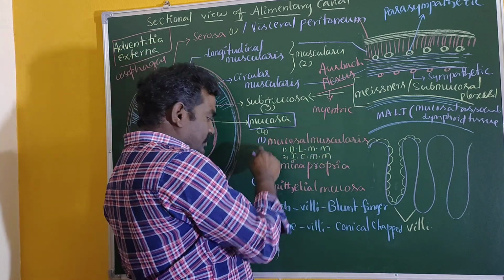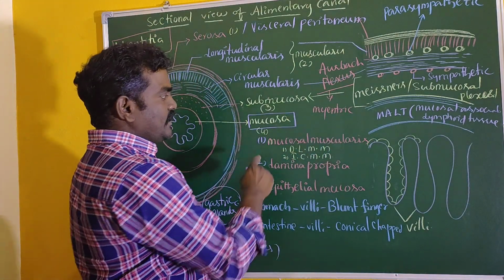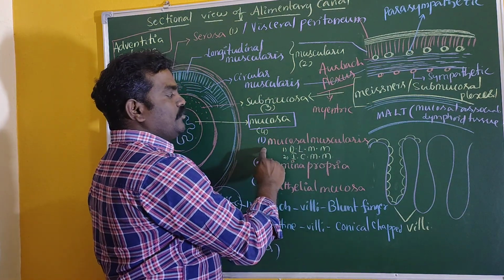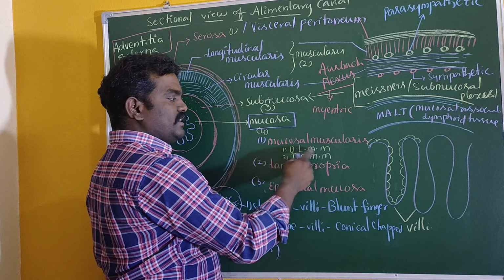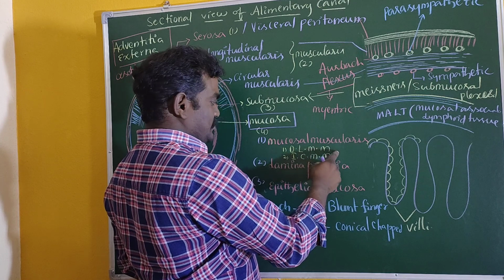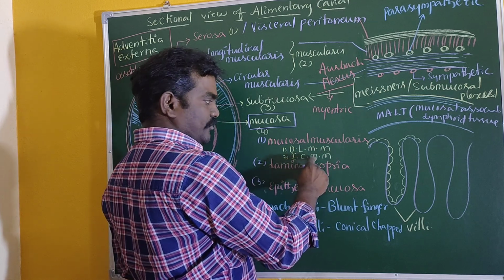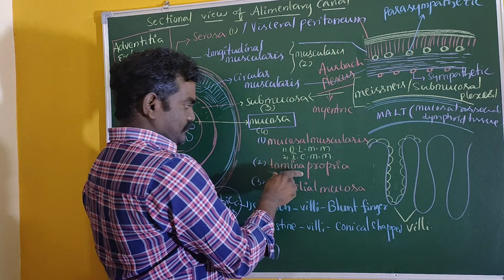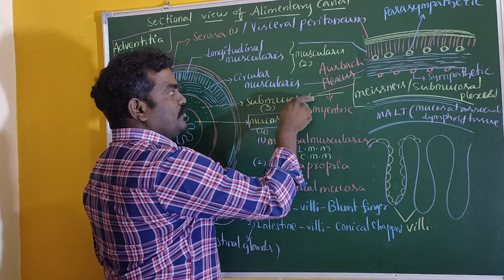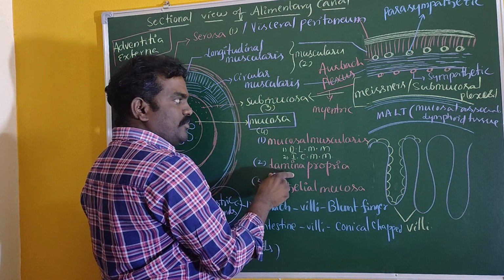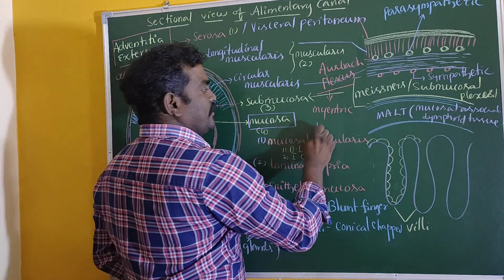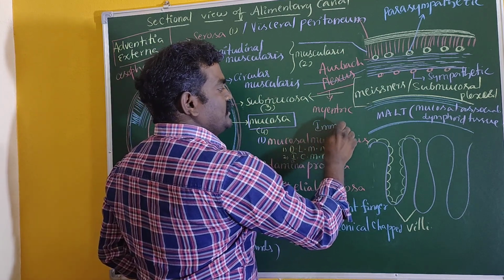Mucosa has three more layers: mucosal muscularis, lamina propria, and epithelial mucosa. Mucosal muscularis is again divided into two kinds of smooth muscle structures: outer longitudinal mucosal muscularis and inner circular mucosal muscularis. This is the layer which separates the mucosa and submucosa. The lamina propria is richly supplied with MALT, mucosal associated lymphoid tissue, playing an important role in immunity.